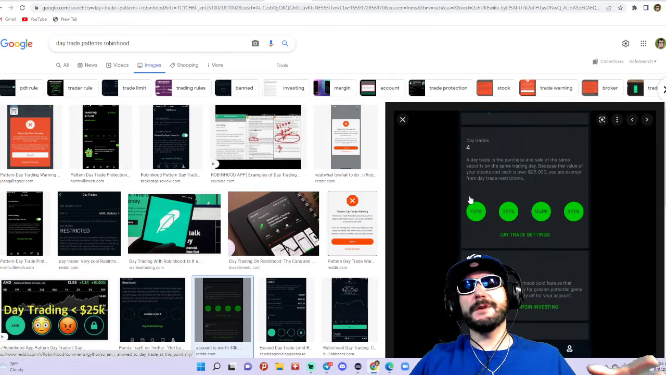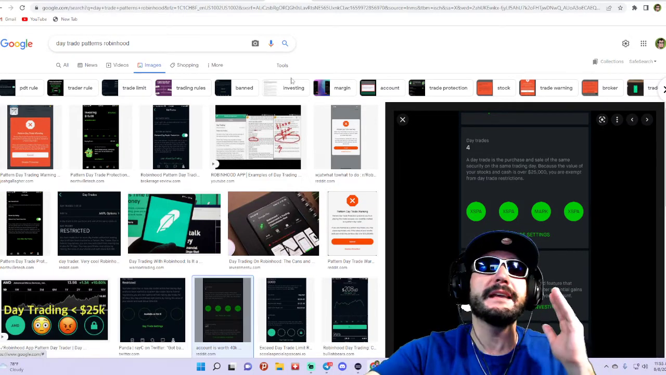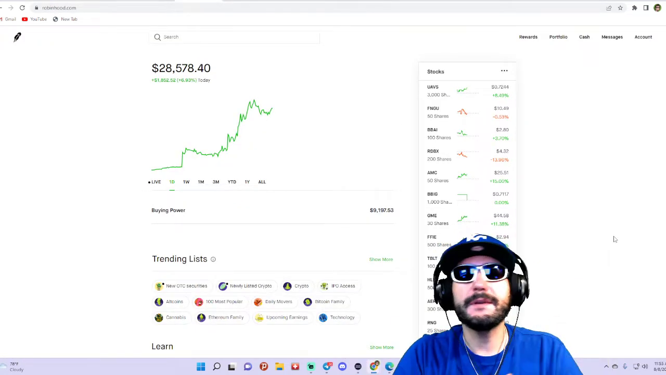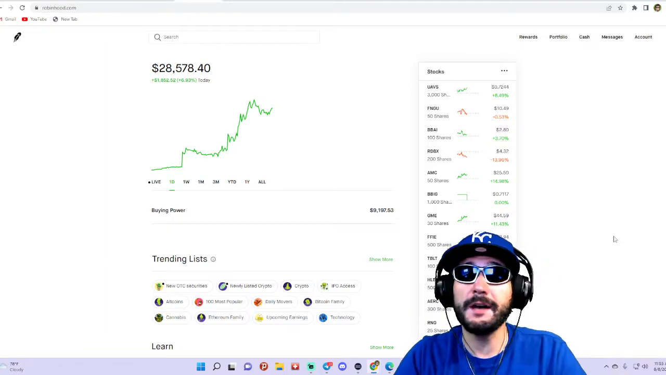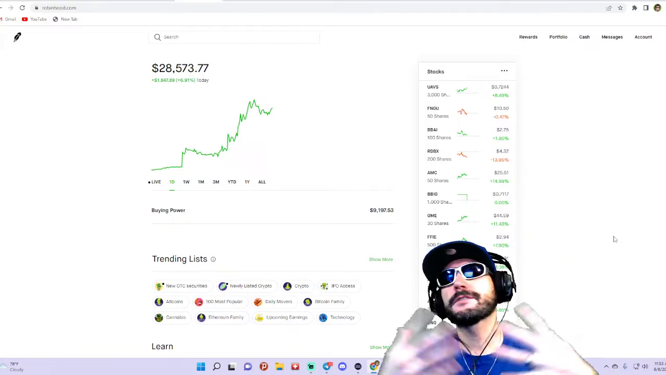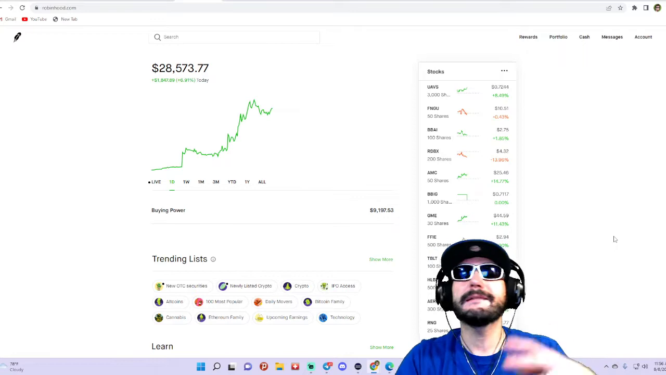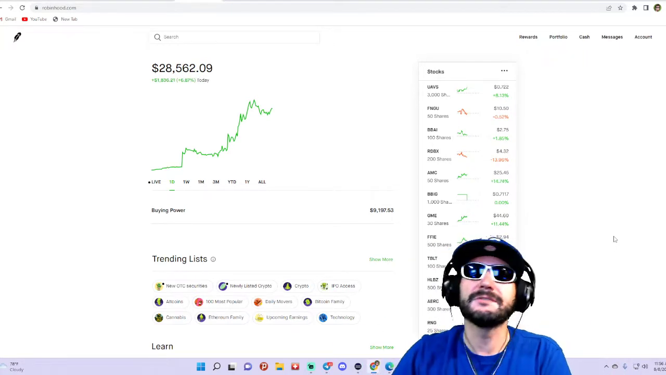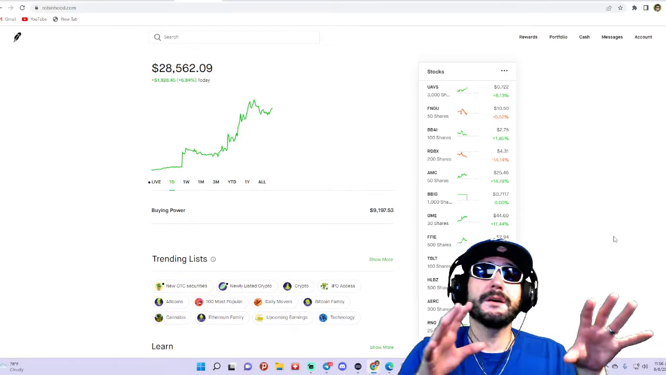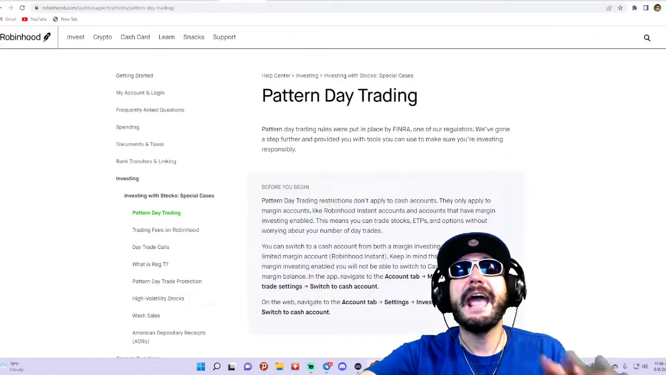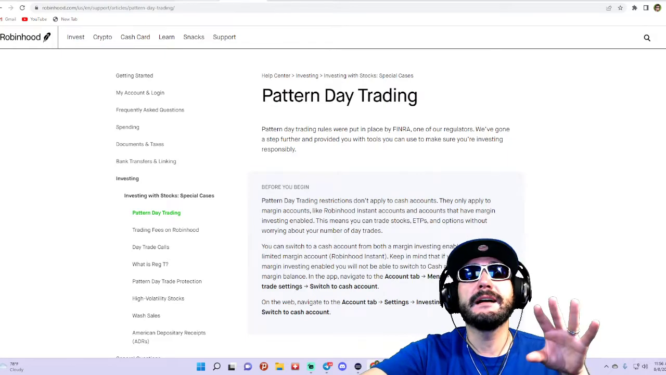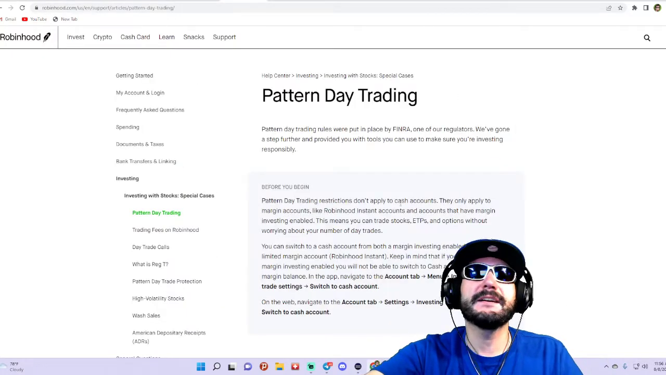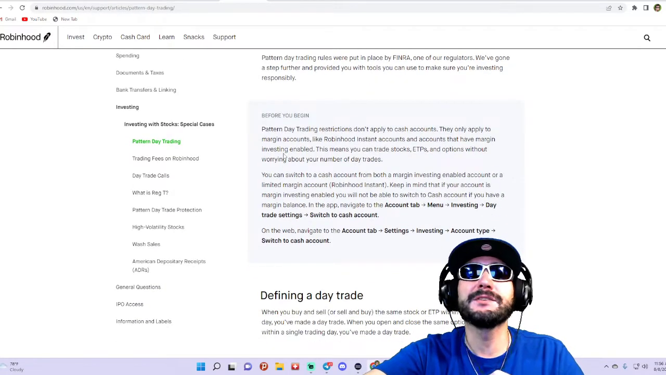But here's the thing with that: when you go to a cash trading account, you have to wait. You cannot make investments with unsettled funds. After a trade, you have to wait about 2 days before you can use those funds again and invest them into something else. So I've been using margin trading, and I have the pattern day trading notifications turned on, which explains pretty much in detail how to do that.